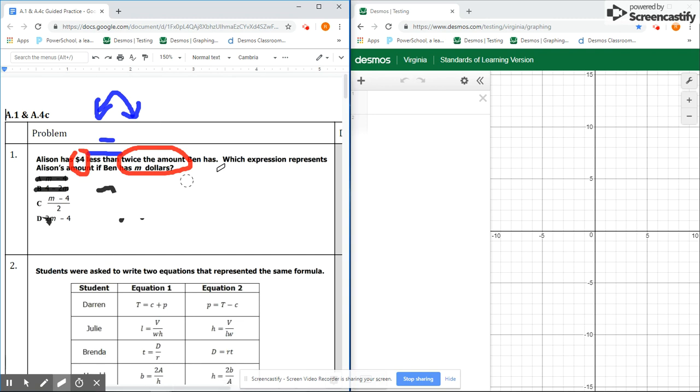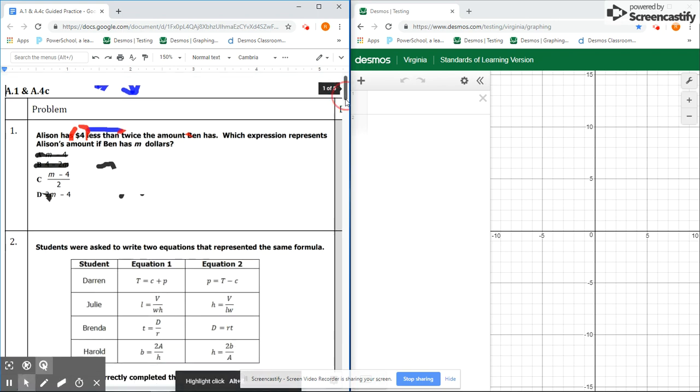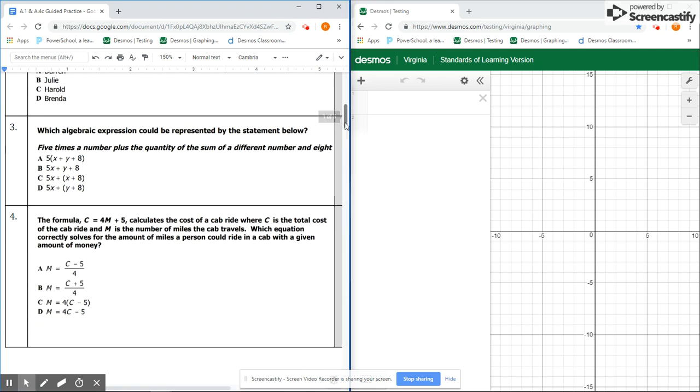All right, let me erase some of this so it's not in our way. And let's go ahead and skip number 2 for now. We're going to go to number 3. Number 3 says, which algebraic expression could be represented by the statement below? 5 times a number plus the quantity of the sum of a different number and 8.